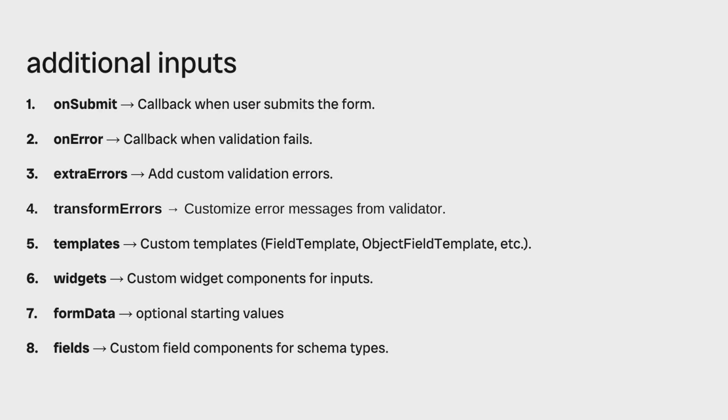Here are some additional inputs that can also be passed into the form component. Some of them include onSubmit, which is a callback for when the user submits the form, onError, which is a callback when the validation fails, extraErrors, which allows you to add custom validation errors, transformErrors, which lets us customize the error messages that we get from the validator, custom templates and custom widgets, formData, which is a schema that defines the starting values of the form, and fields, which lets us create custom field components for schema types.